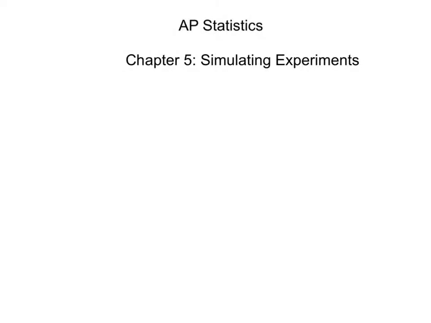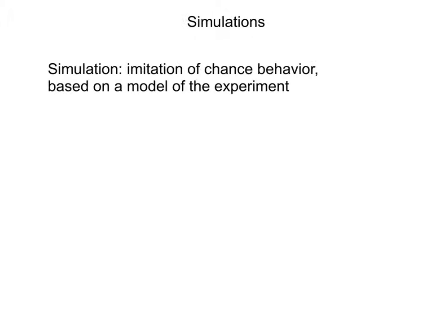This is AP Statistics Chapter 5, Simulating Experiments, and in this video we're going to discuss the last part of Chapter 5, which is simulation. And so what is a simulation? A simulation is an imitation of chance behavior based on a model of the experiment. And usually you perform a simulation when an experiment is too expensive.